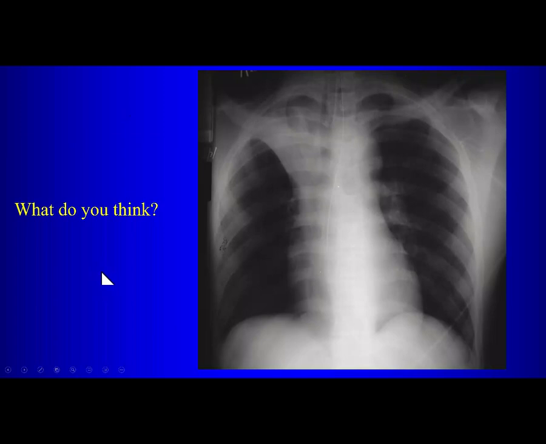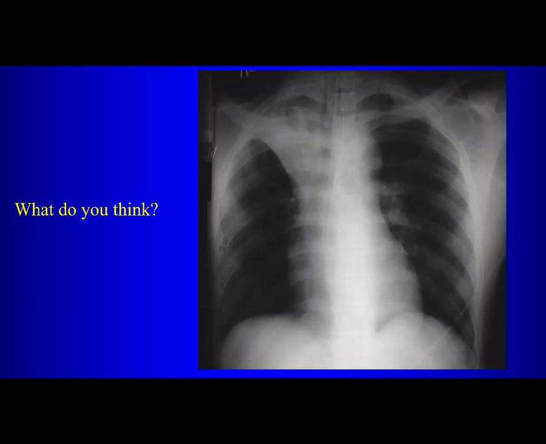This is an example of the Golden S sign. What's this an example of, first of all? Right upper lobe atelectasis. Is this the S sign of Golden? What is the S sign of Golden? It's right upper lobe. Why do they call it an S sign? Actually, they call it the reverse S sign of Golden, but why is it called that? It's caused by a mass, but what makes it an S sign?